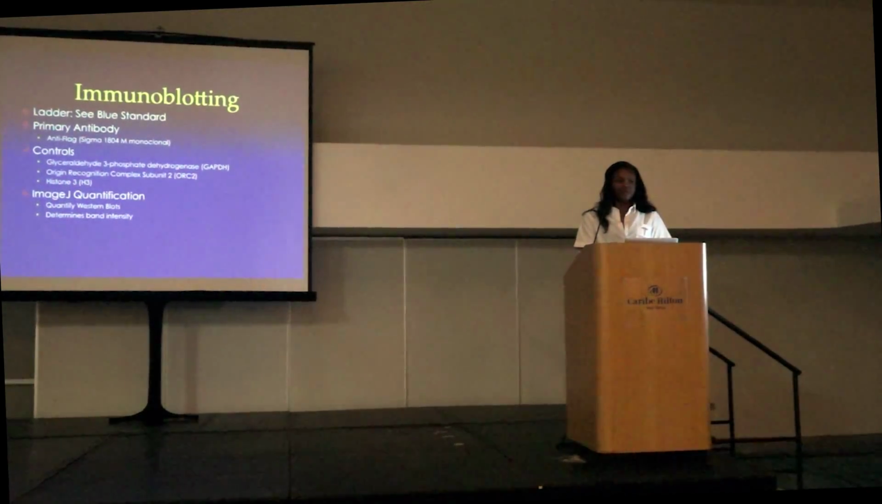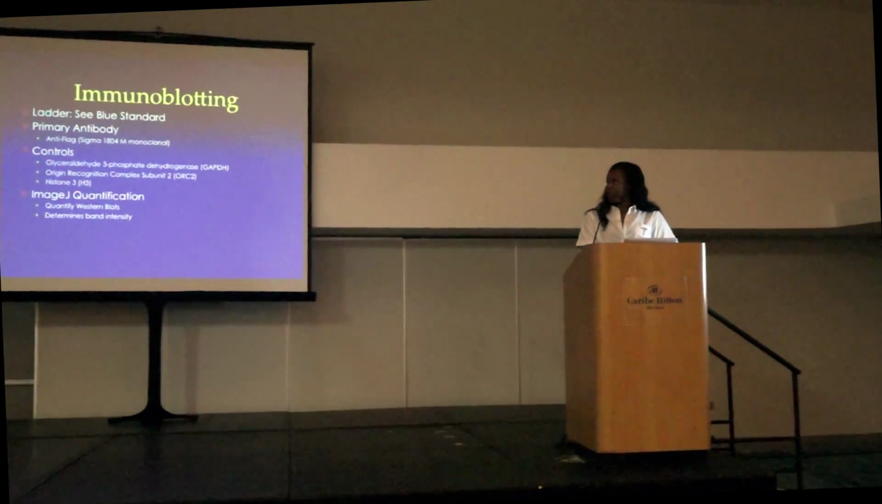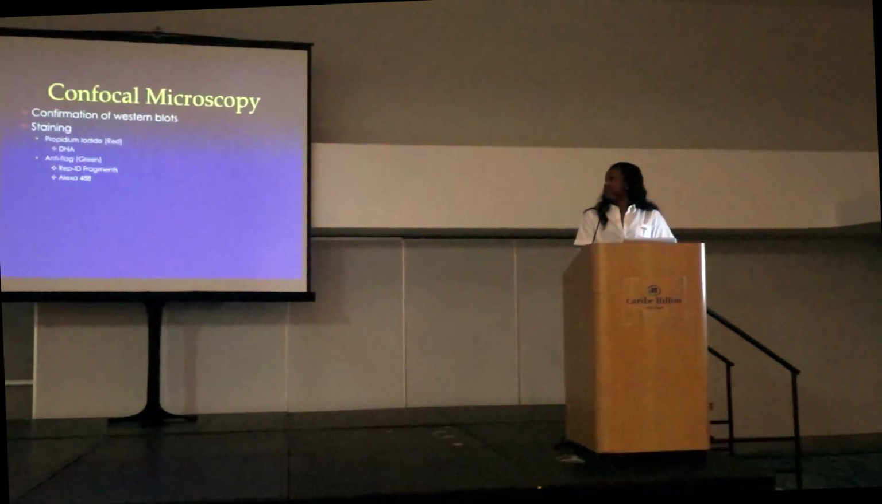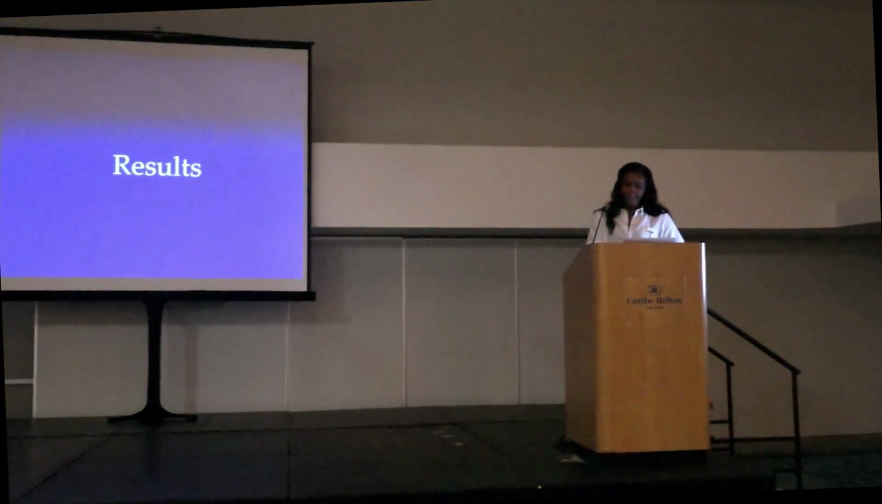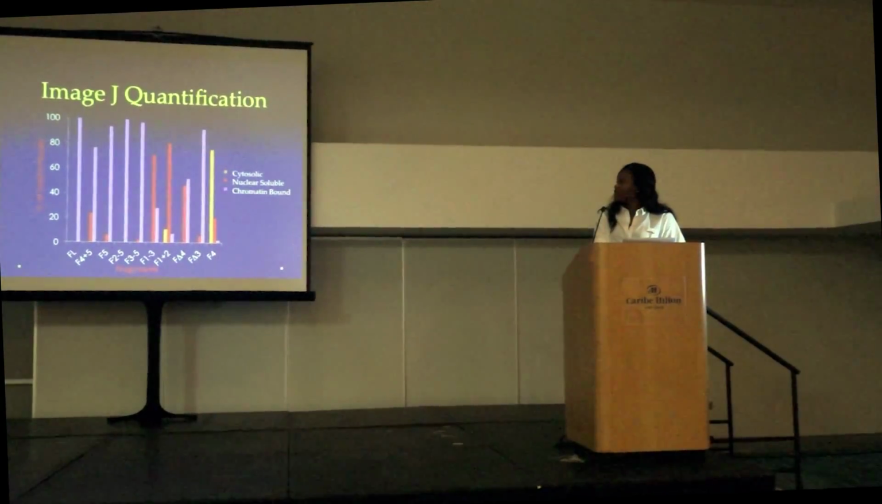After this, we used ImageJ quantification to detect the density of our western blot bands. This was confirmed by using immunofluorescence for confocal microscopy. We stained the DNA red using propidium iodide, and we stained our fragments with Alexa-488, which detects green within our pictures. This brings me to our results.